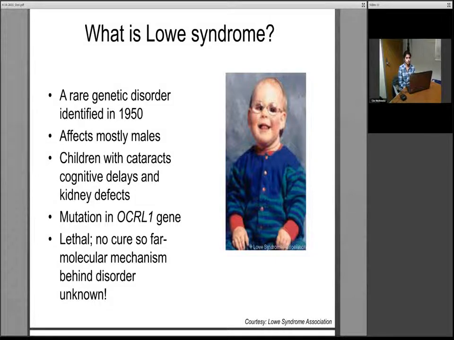So far, there has been no known cure for this lethal disease, and our knowledge about how mutations in a particular gene lead to this disease is also very limited.